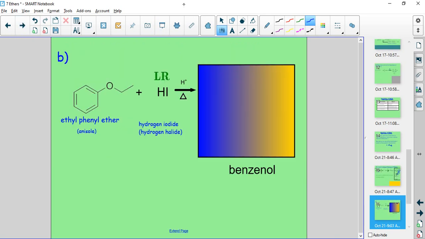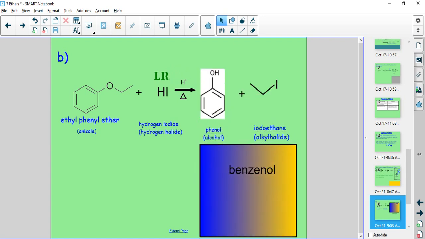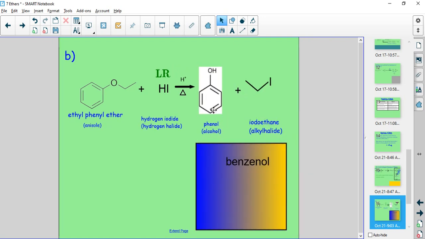Okay, another example. Here we have ethyl phenyl ether, otherwise known as anisole. Cleavage of this can occur. Now here this is our limiting reagent. We're limiting hydrogen iodide in the presence of acid and heat. We get an alcohol, benzenol or phenol, together with iodoethane.